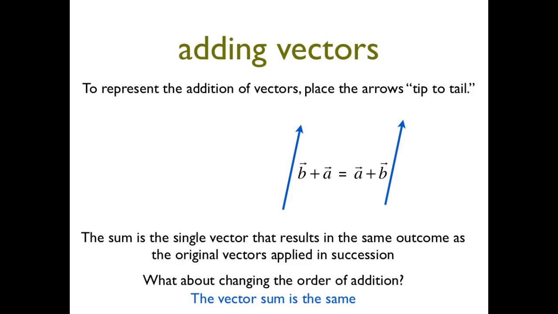Same vector. Remember, the placement of the vector doesn't matter. Vectors are mobile, as long as they have the same direction and magnitude. So vector addition is what we call commutative. It doesn't matter the order in vector addition. You're going to get the same vector in the end.